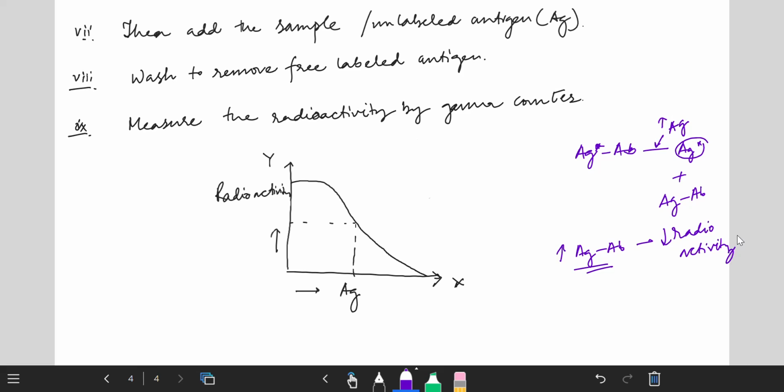Because with addition of unlabeled antigen, more unlabeled antigen will displace the labeled antigen. So if displacement of labeled antigen occurs, obviously there will be a decrease in the radioactivity, which is used in measuring the concentration curve. So this radioactivity is plotted on the y-axis, and this is the unlabeled antigen concentration. When there is an increase in the unlabeled antigen concentration, the radioactivity will decrease due to the displacement of labeled antigen. Clear to you?